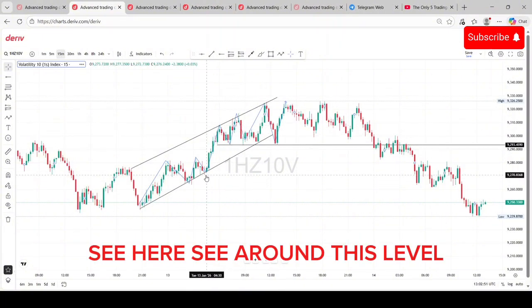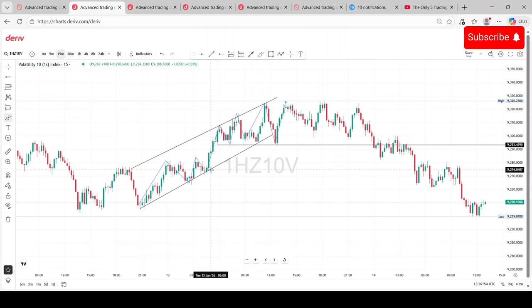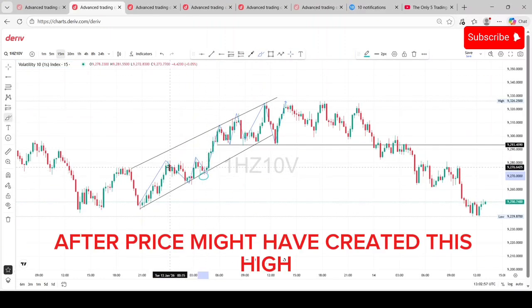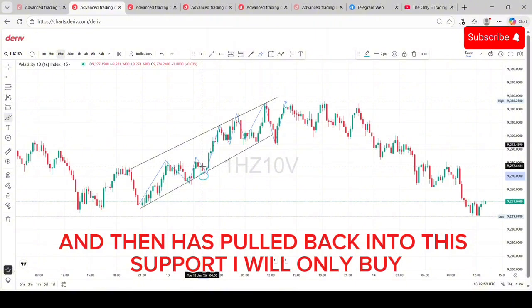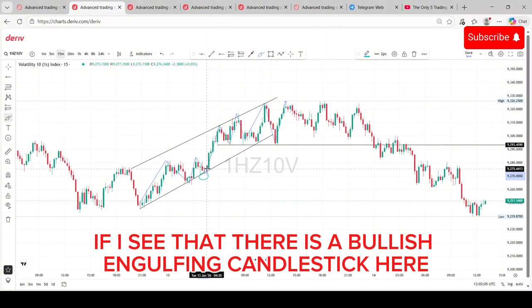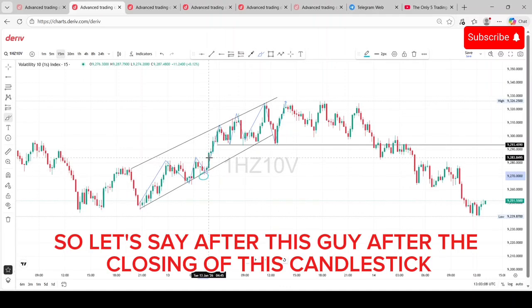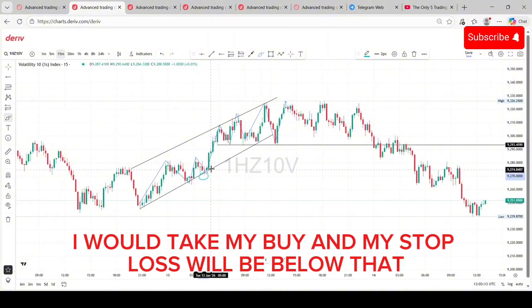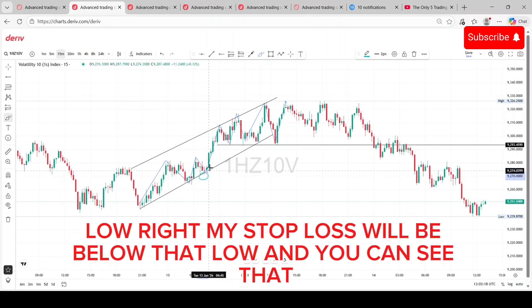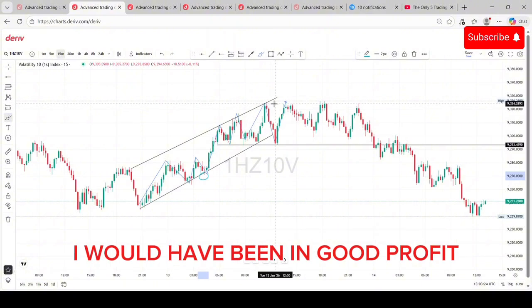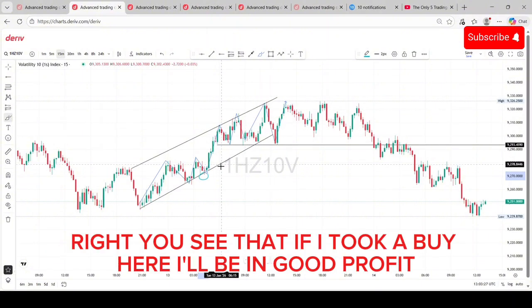Okay, see around this level, after price might have created this high and then has pulled back into this support, I will only buy if I see that there's a bullish engulfing candlestick here. So let's say after the closing of this candlestick that engulfed this other one, I would take my buy and my stop loss will be below that low. My stop loss will be below that low. And you can see that I would have been in good profit. If I took a buy here, I'd be in good profit.